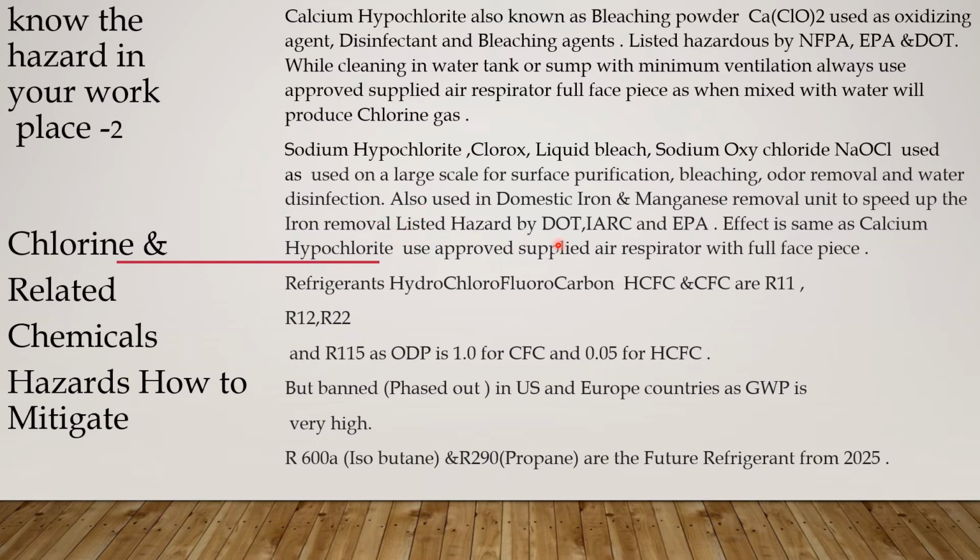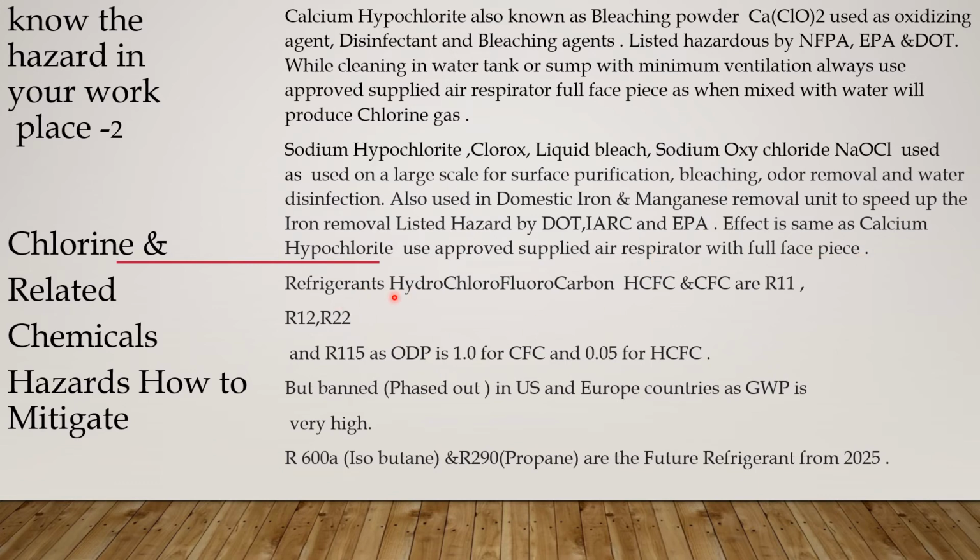It is also listed as a hazardous chemical by DOT, IARC, and EPA. It's also effective, same as calcium hypochlorite. We have to use an approved supplied air respirator with full face piece. But compared to calcium hypochlorite, sodium hypochlorite is more effective. It is nearly as effective as liquid chlorine. So we have to be very careful while handling sodium hypochlorite. You can use it for iron and manganese removal in a closed pipeline. For other bleaching and other uses, we have to use a supplied air respirator with full face piece.